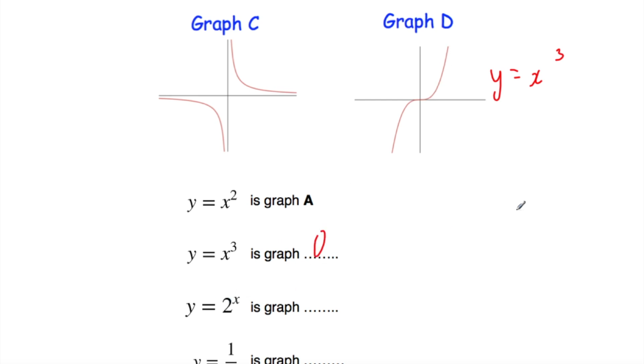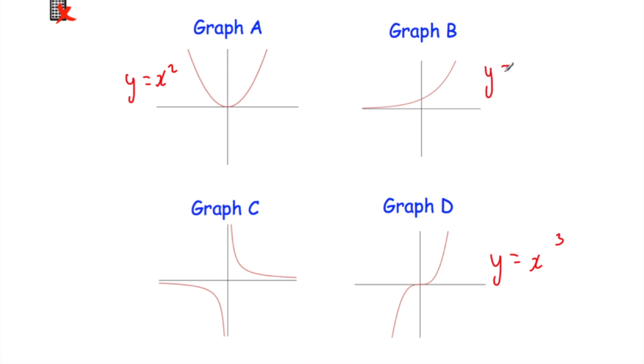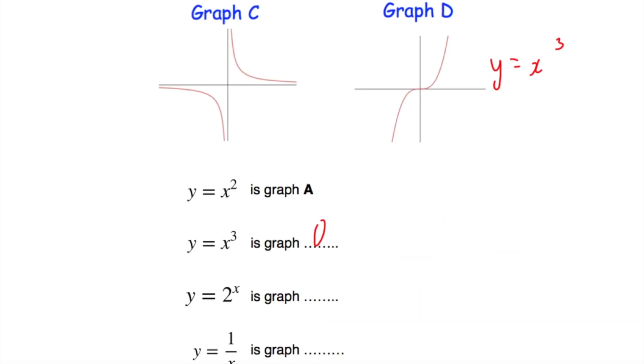y equals 2 to the power of x. Well, that's an exponential graph, so it's actually going to be this one here. Because 2 to the power of 0 is equal to 1, so that'll be 1 there. 2 to the power of 1 will be equal to 2. 2 squared is 4. 2 cubed is 8. And it gets very big very quickly, so it's exponentially growing. And if you had a negative power, such as 2 to the power of negative 1, that's equal to a half, and so on. So that's the exponential graph. That's going to be graph B.